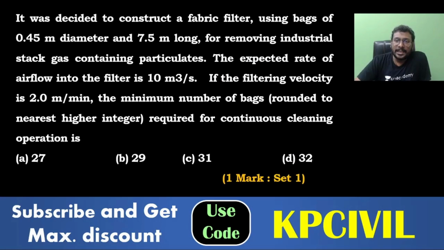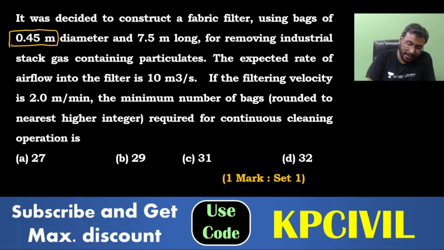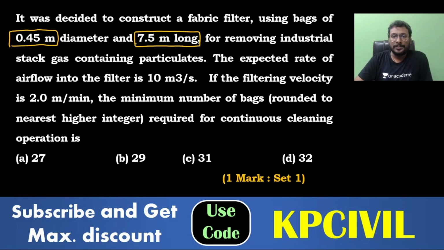It was decided to construct a fabric filter. Wow, air pollution control equipment question. It was decided to construct a fabric filter using bags of 0.45 meter diameter, 7.5 meter long.